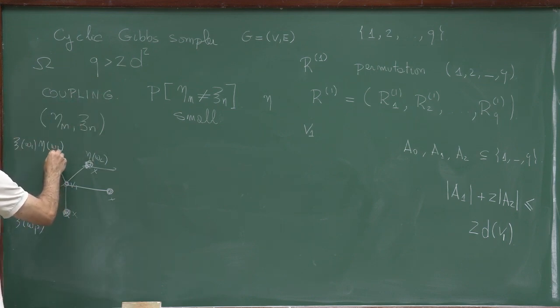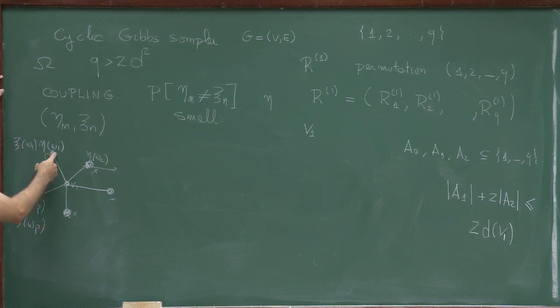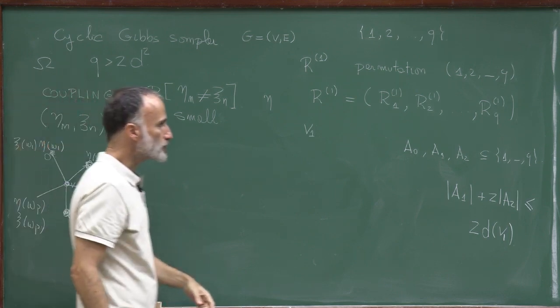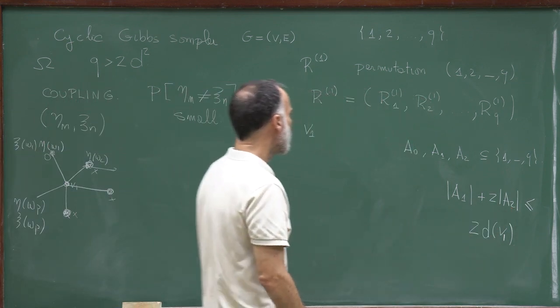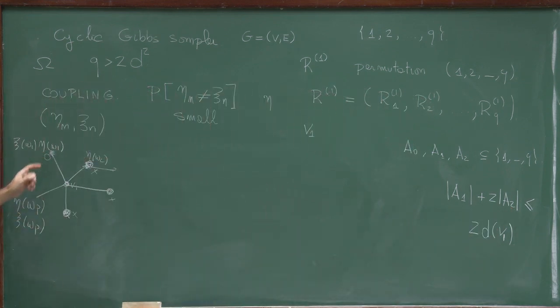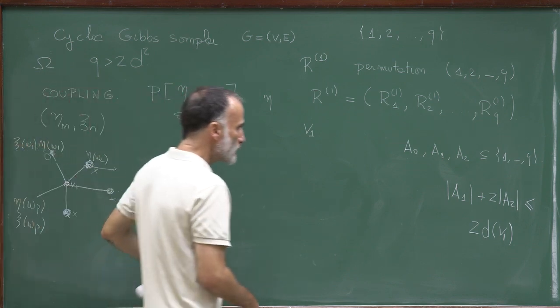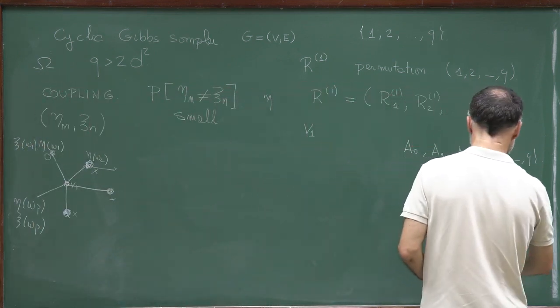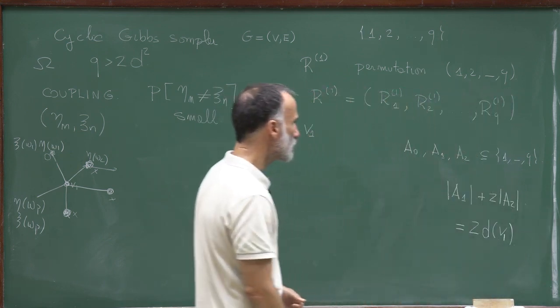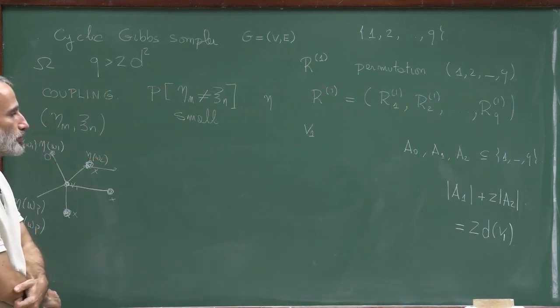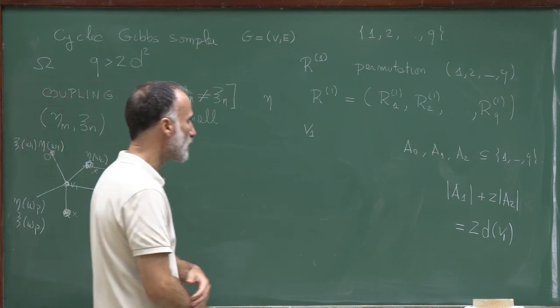And then A2 counts, so this is the number of sides. So each side has 2 colors. This color can be used once or twice. If it's used twice, it enters in A2, and this is why I have 2 times A2. And if it's used once, well, it is in A1. So this is actually equal to 2 times the degree of V1, the number of neighbors of V1.